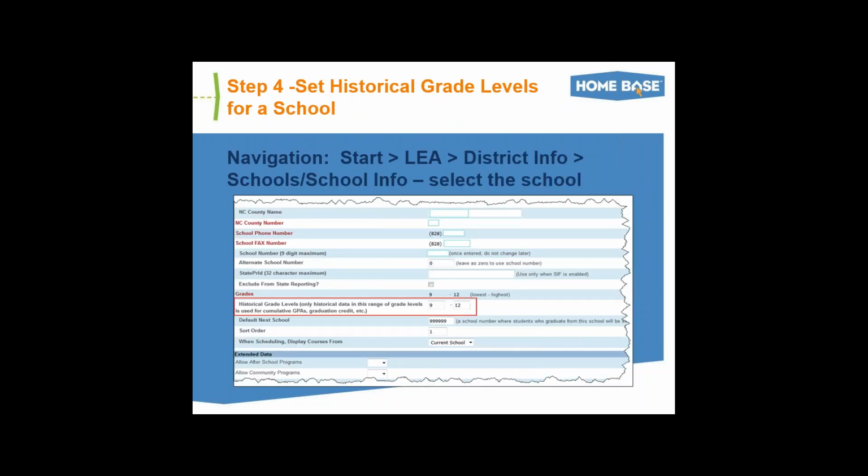All right, so now we've done course, we've set the policy, we've assigned schools, we have set the little bit of thing in courses we needed. This next step is a little tricky. For most of you, it's going to be easy. We have to set the historical grade levels for school. This is done at the LEA level under the School Information tab.